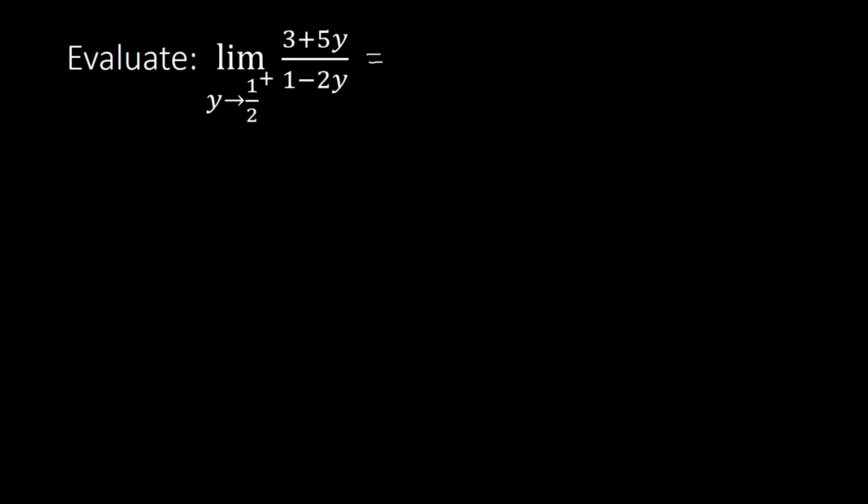So trying substitution here, we've got 3 plus 5 times 1/2, because our y is 1/2, over 1 minus 2 times 1/2. And then checking whether that would lead to a 0 over 0, or a numerator which is not 0 and the denominator which is 0. So let's try to simplify. This is now 3 plus 5 times 1/2, that is 5 over 2, over 1 minus 2 times 1/2, that is 2 over 2, because 2 times 1 is 2, and then over 2, that is equal to 1.